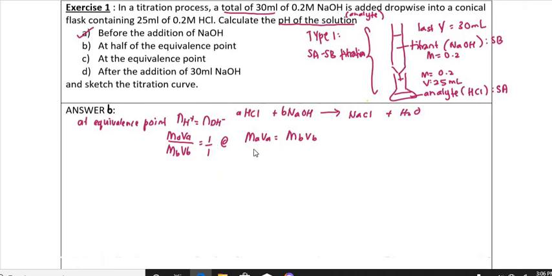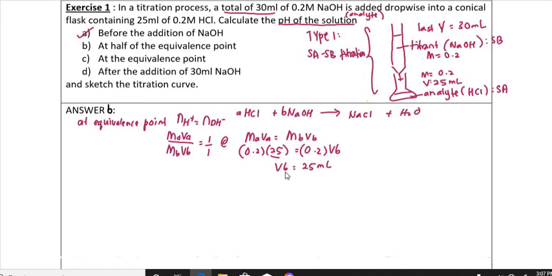Alright. So you just substitute the molarity acid and molarity base from the data. So molarity acid is 0.2, volume acid 25. This is volume in conical flask. Molarity base is 0.2, volume base you want to find. So you will get 25 ml here.